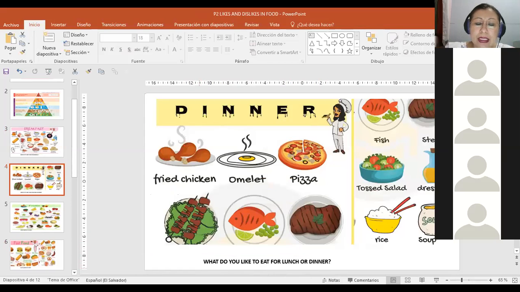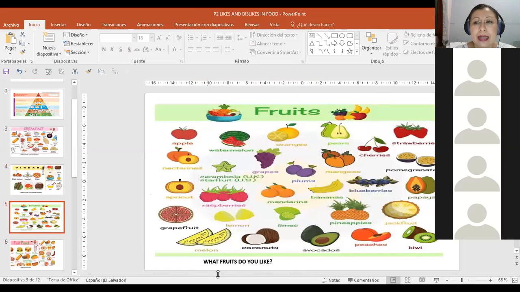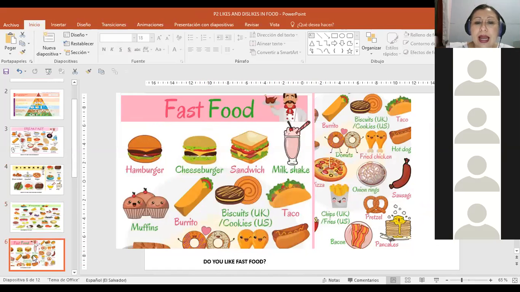¿Verdad? La siguiente pregunta es, what do you like to eat for lunch? Para el almuerzo. And what do you like to eat for dinner? ¿Y qué le gusta comer para la cena? The next question is, what fruits do you like? ¿Cuáles frutas te gustan? And the last is, do you like fast food? ¿Te gusta la comida rápida? If the answer is yes, si la pregunta es sí, mention at least one or two meals. Mencione al menos uno o dos comidas de comida rápida that you like. Okay? Okay. Thank you. So, I will divide you in six or five.